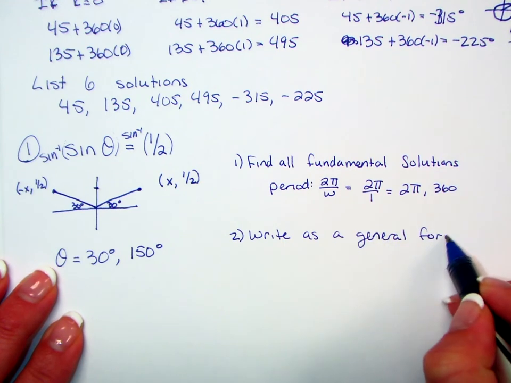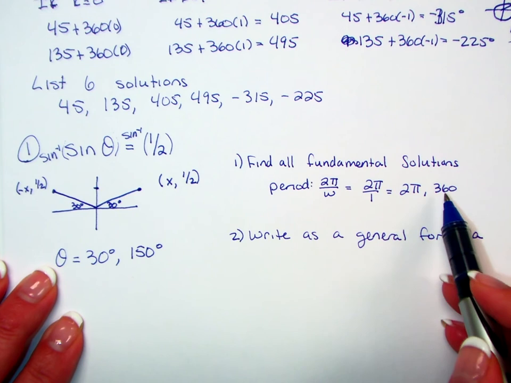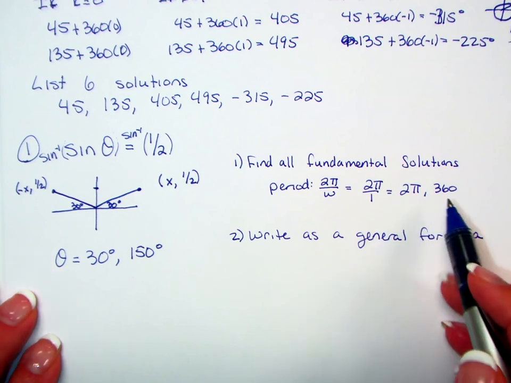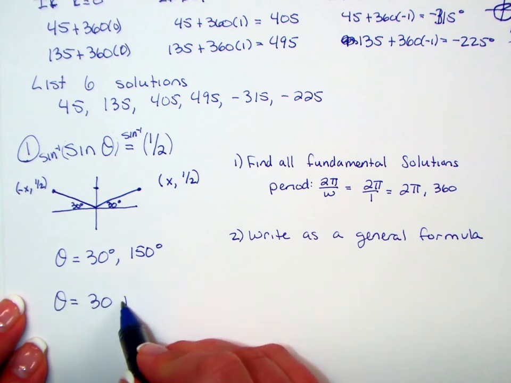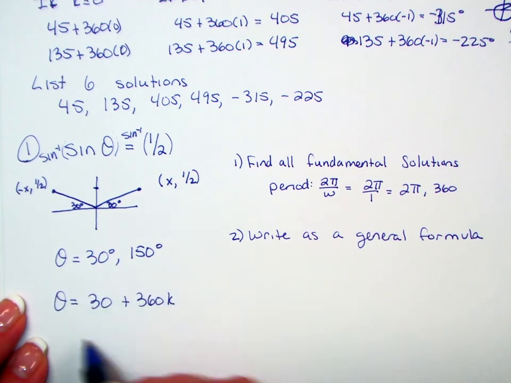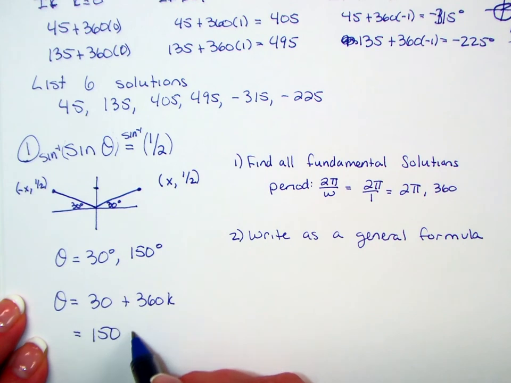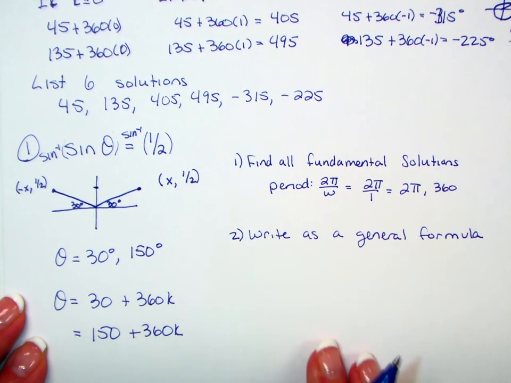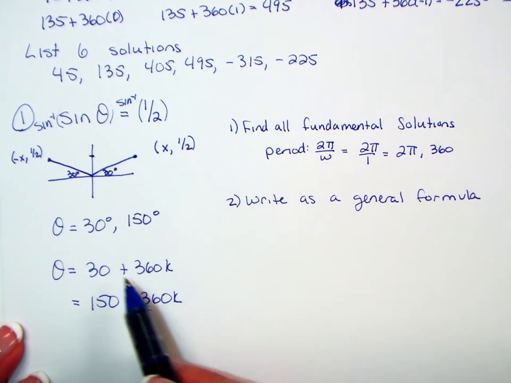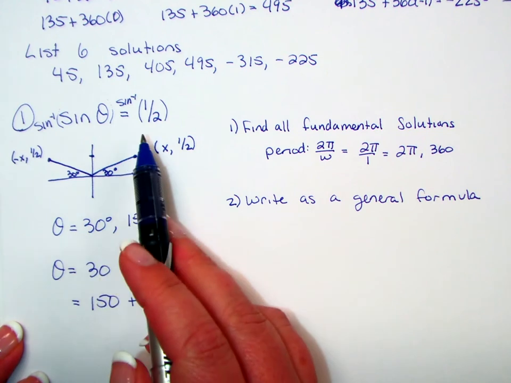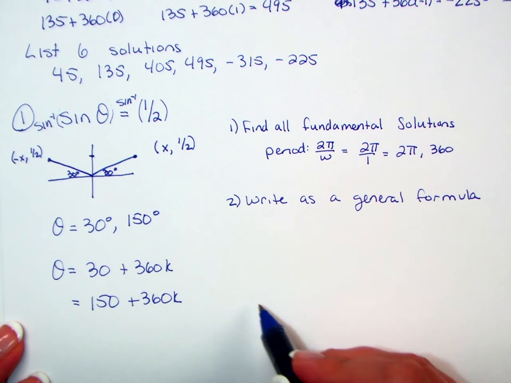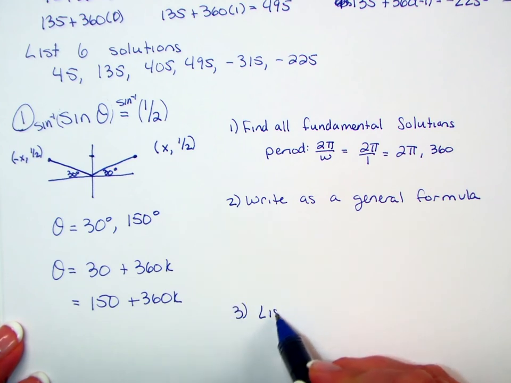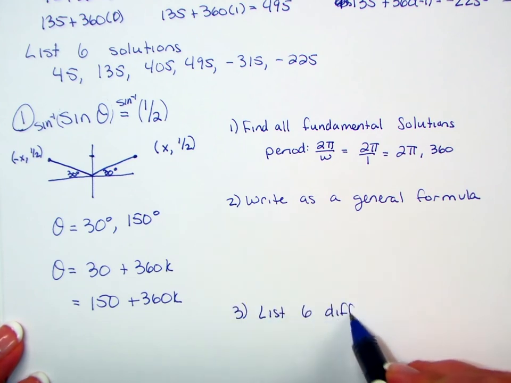And so since our period is 2 pi, or 360 degrees, the general formula is going to be 30 plus 360k and 150 plus 360k, right? So this is going to represent all the angles that solve this equation. Okay. So the third thing we can do is list 6 different solutions.